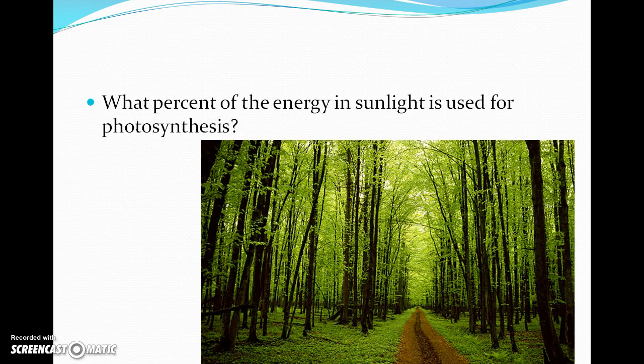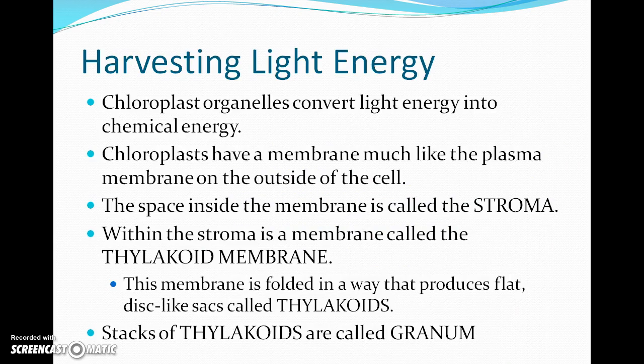What percent of the energy in sunlight is used for photosynthesis? We get a lot of sunlight that hits our planet every single day, but what percent of that energy is actually used for photosynthesis? Only 1%. So they're only using 1% of that energy for photosynthesis to create all the food we eat. So there's got to be an efficient way of doing that. The chloroplast, which is an organelle in a plant cell, converts the light energy from the sun into chemical energy. The chloroplasts have a membrane just like the plasma membrane on the outside of the cell.